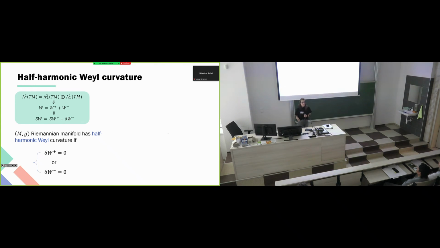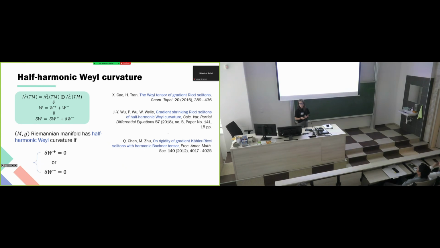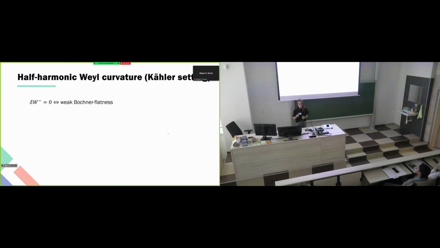If we have a Riemannian manifold, we say it has half-harmonic biocurvature if either of these two components vanishes. This condition has been investigated during the last decade in order to describe different classes of Riemannian metrics, such as Ricci solitons, or even quasi-Einstein manifolds. In our study, the condition we focused on is the first one, but we could have used the other one anyway. The result would be the same. So let's give some examples about this.